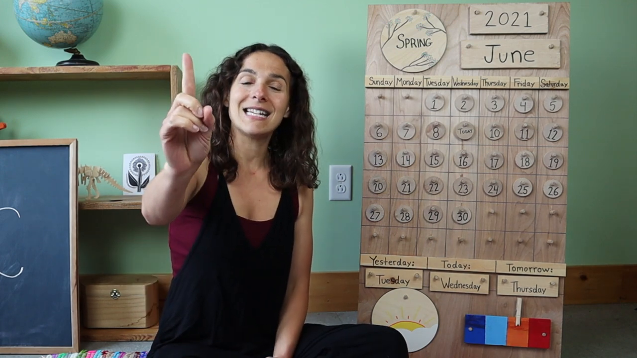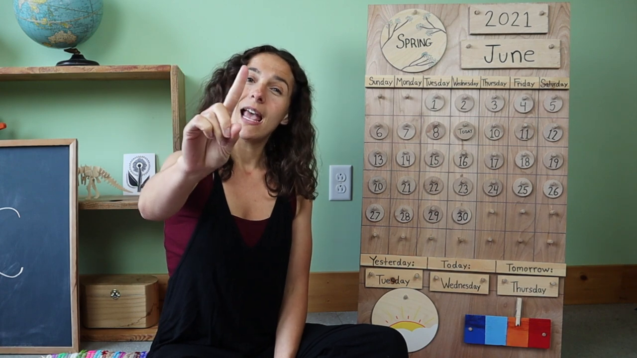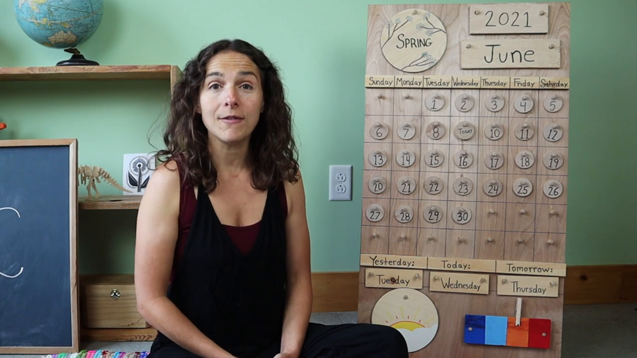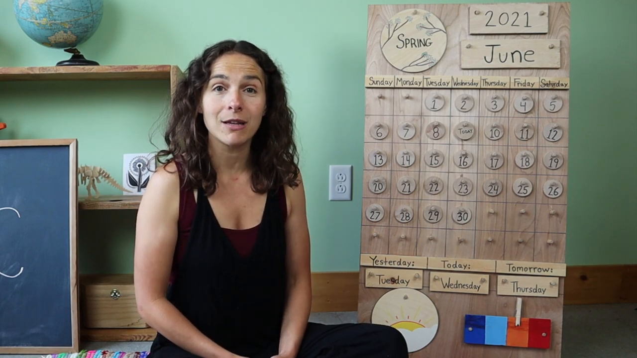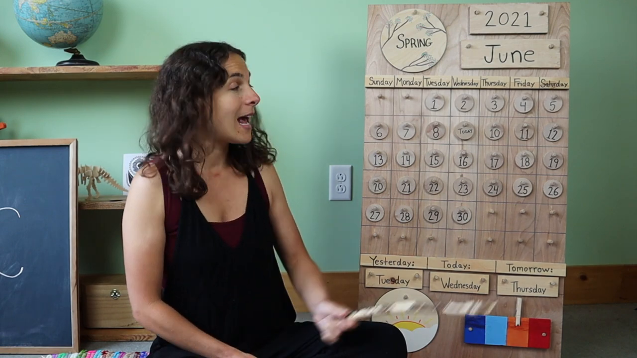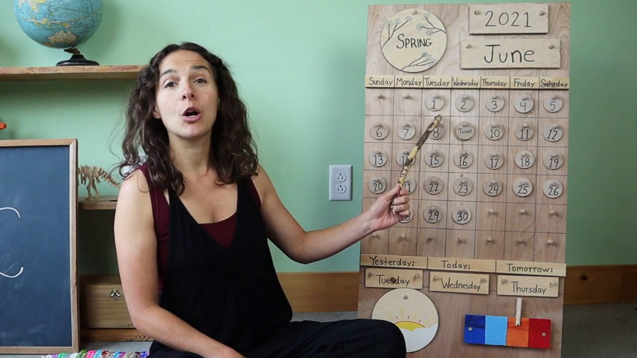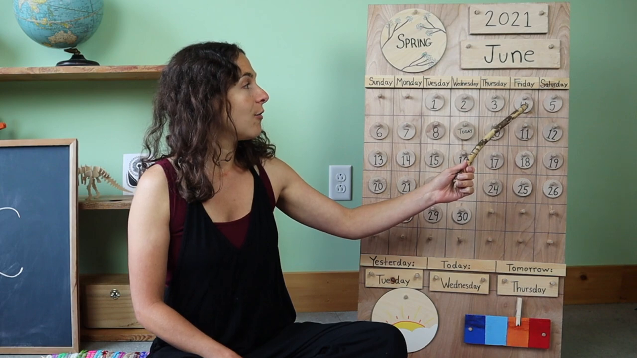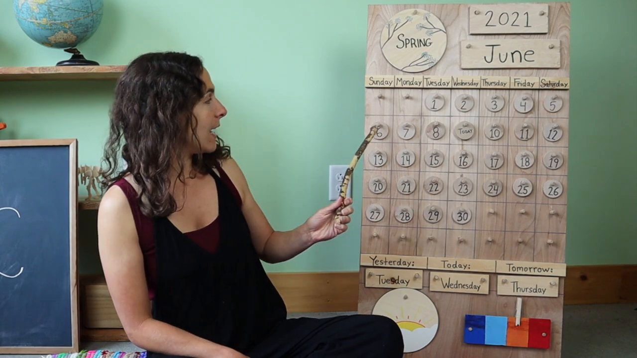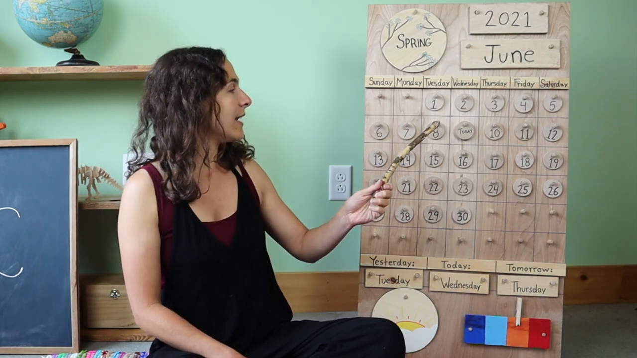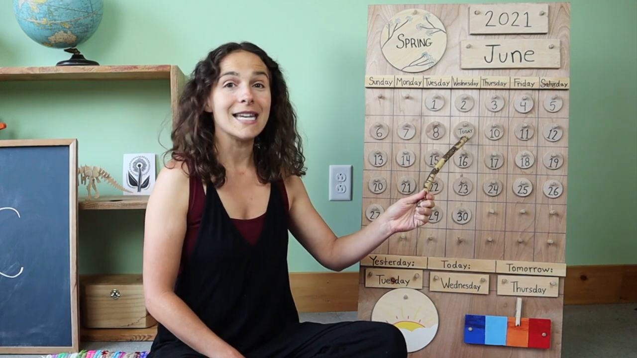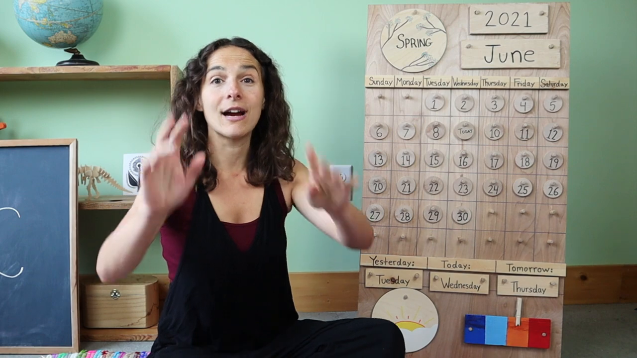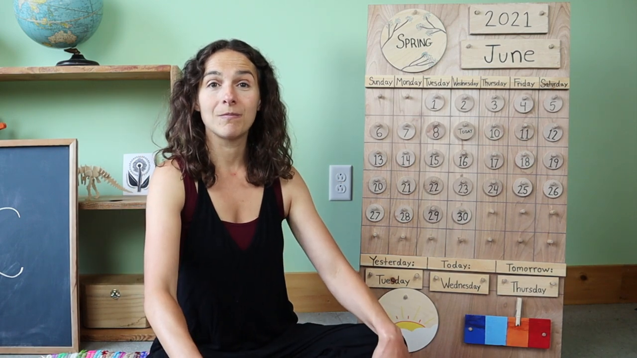Okay, let's get those counting fingers ready and warm them up to give them a stretch. Will you count all of the days that we've had so far in the month of June with me? Let's start with the number 1, 2, 3, 4, 5, 6, 7, 8, 9. We have had 9 days so far in the month of June.